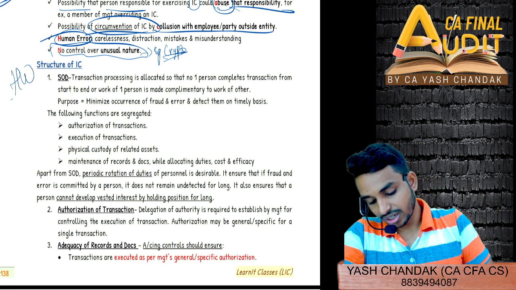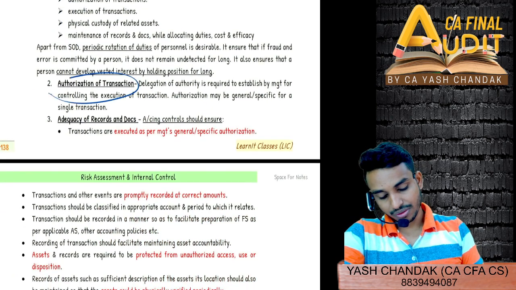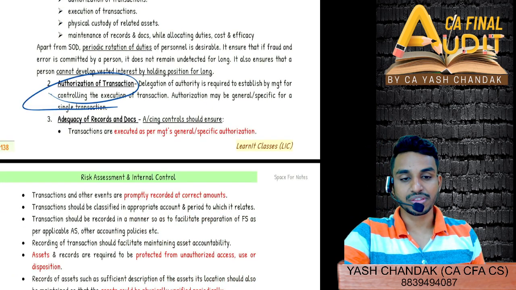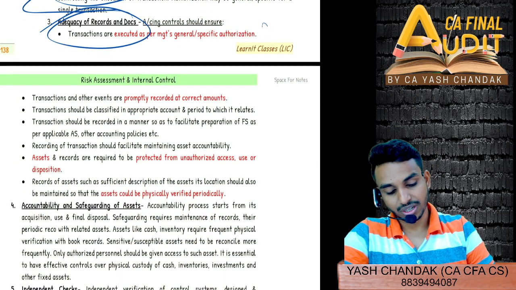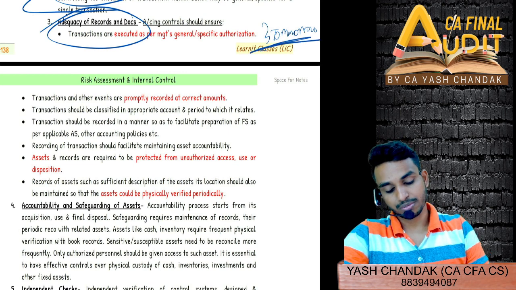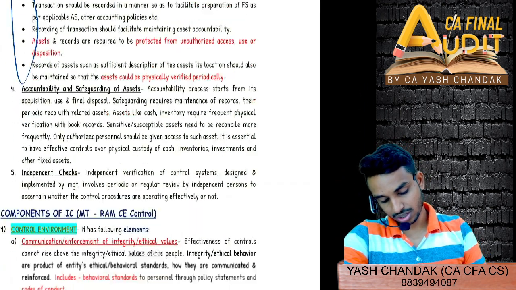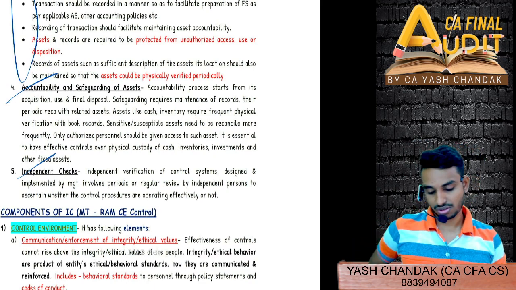Now the structure of internal control, you can see SOD. What is SOD? Authorization of transaction. Either it could be general or specific. Adequacy of records and documents. We will go through this tomorrow also. I'll ask you the question, so please pay attention to these points. Then accountability and safeguard of assets and independent checks.